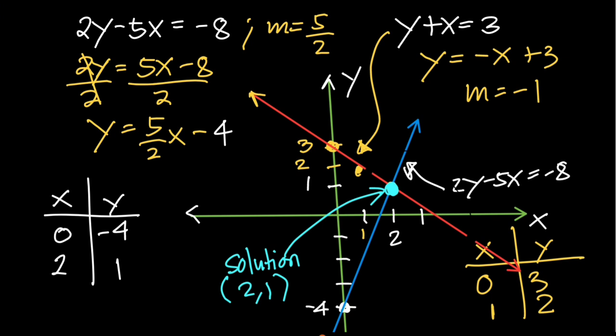If you're given two equations, like in this case, the solution is the point of intersection where the two graphs intersect. But if you're only given one equation, of course the solution is all of the points on the line. Okay, so let's move on to the next one.